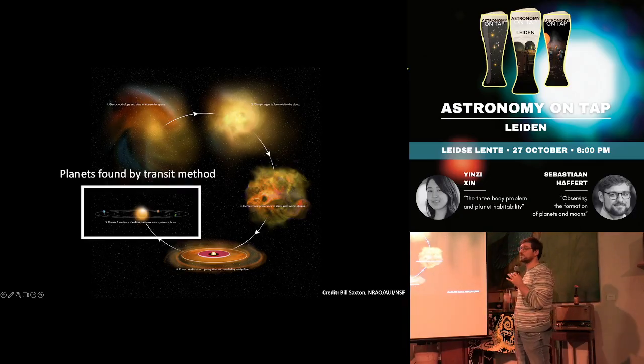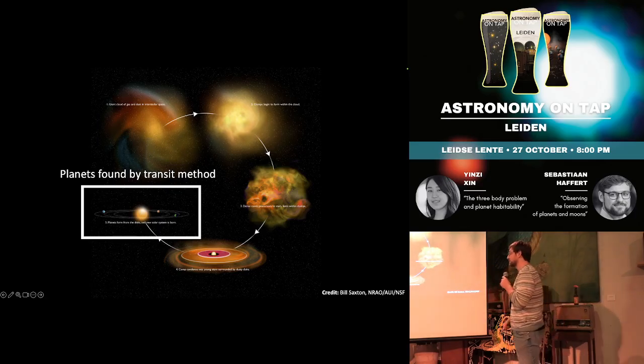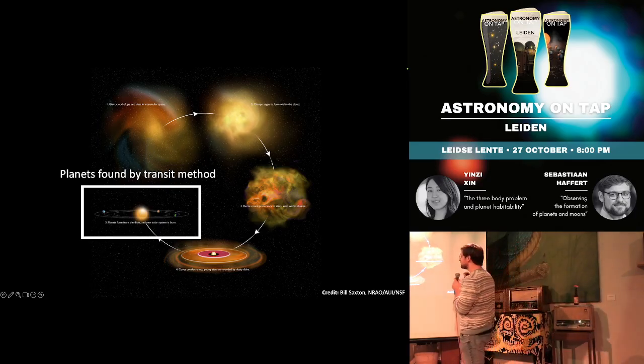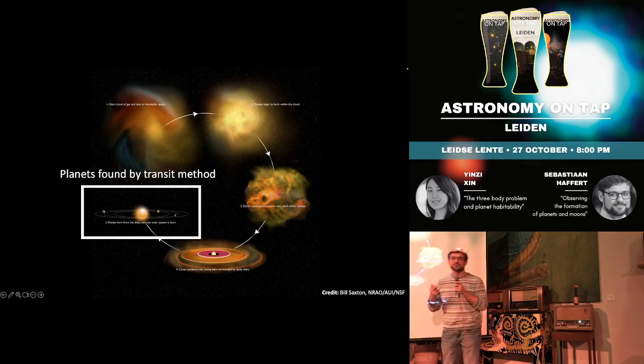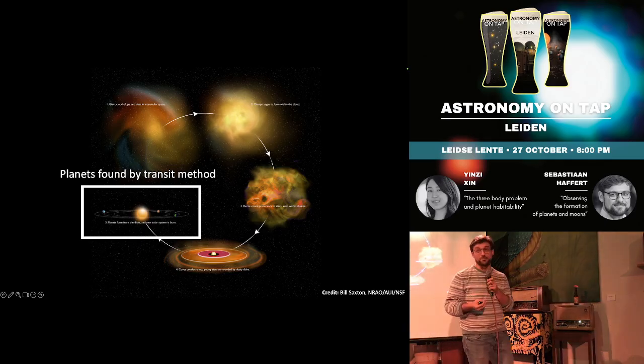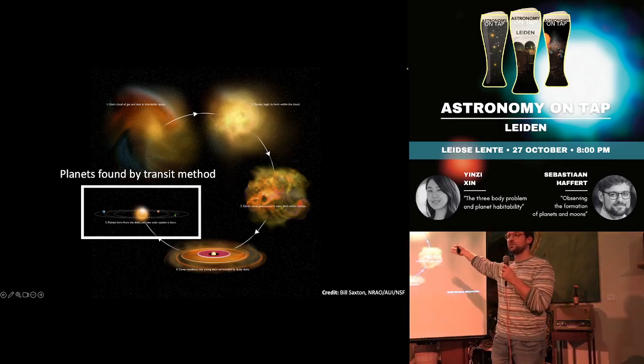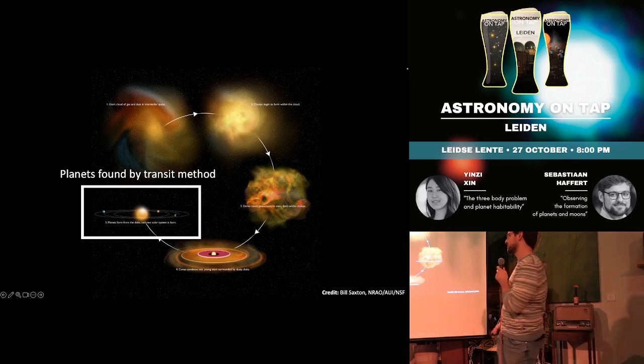Currently, most of the planets have been found by the transit method. It was already mentioned in the quiz. Almost all planets are found by the transit method in this final stage. And it means it's very difficult to actually learn how planets form. We only know the end result and not the pathway through planet formation.